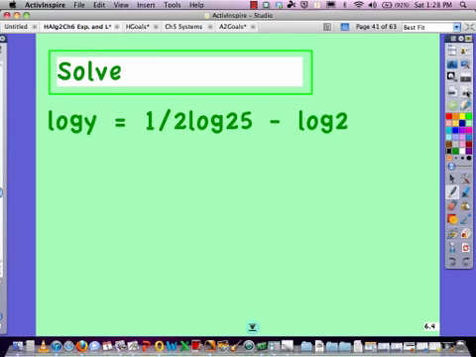So again, look at the left-hand side. We want to get down to a single log. So what can we look at? The 1/2 is key here, and this time it's a subtraction sign.